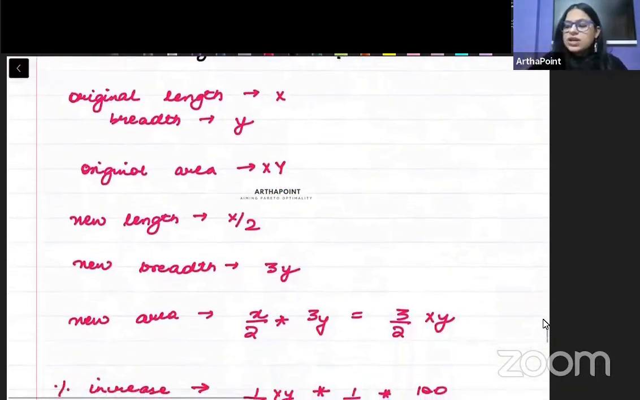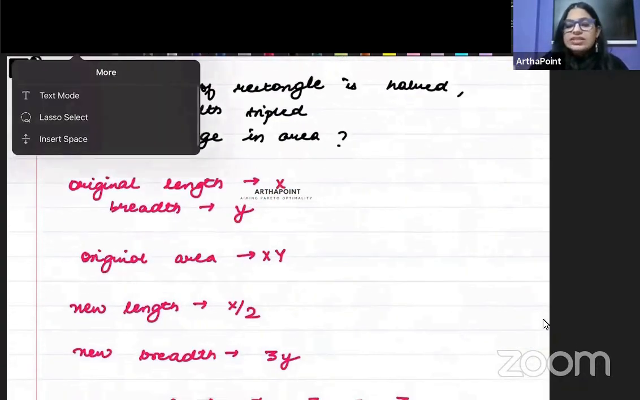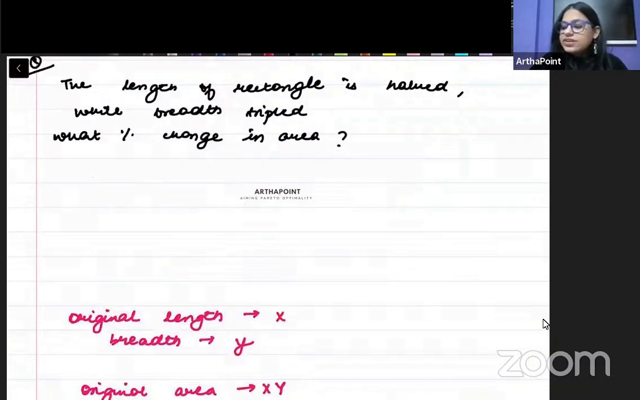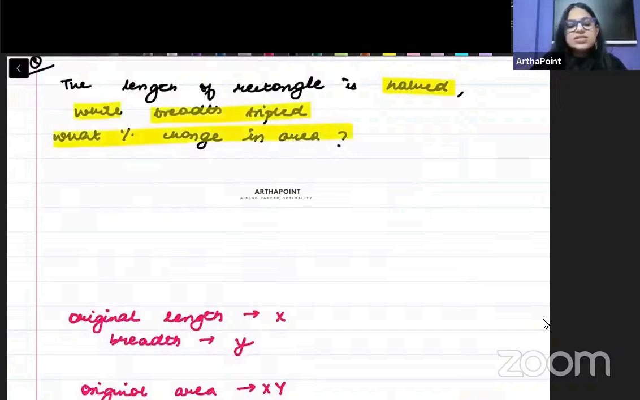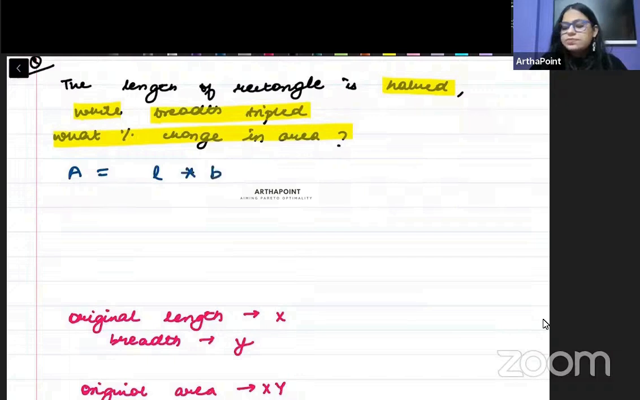Okay. Come to this question. It says that the length of the rectangle is halved while the breadth is tripled. What is the percentage change in their area? So what is the area of the rectangle? Length into breadth. What will be the new area of the rectangle? Beta, length is halved.